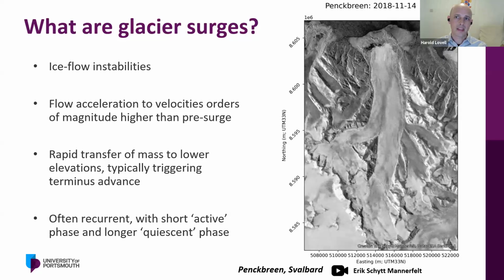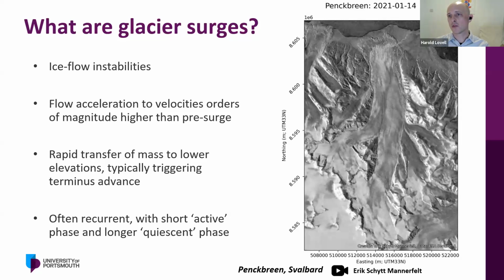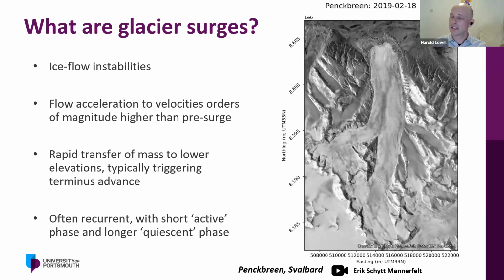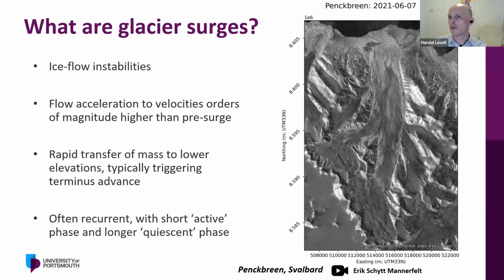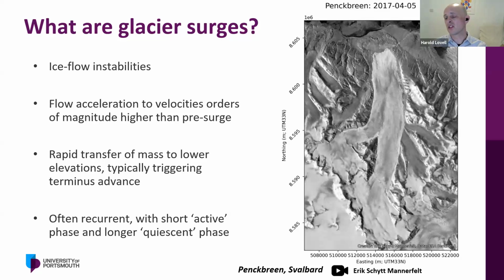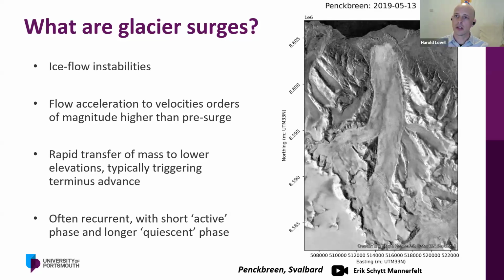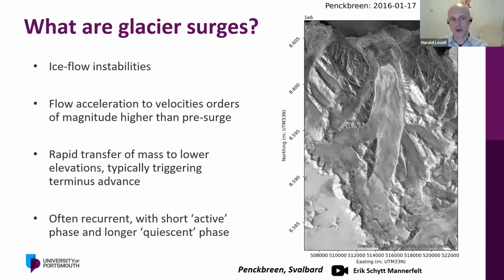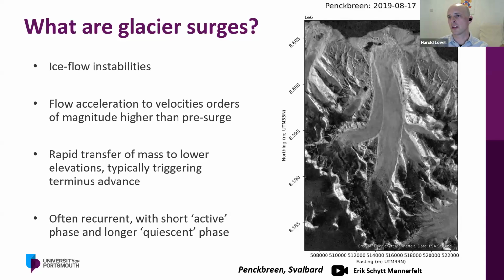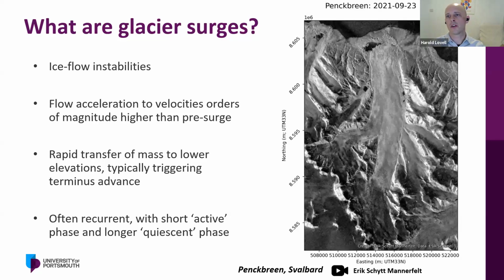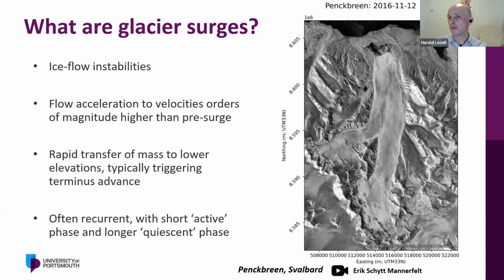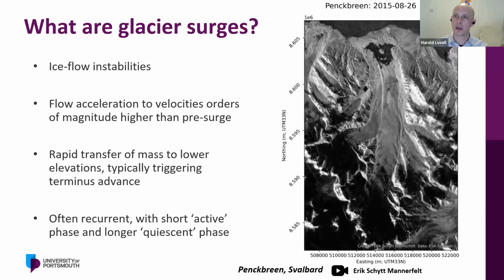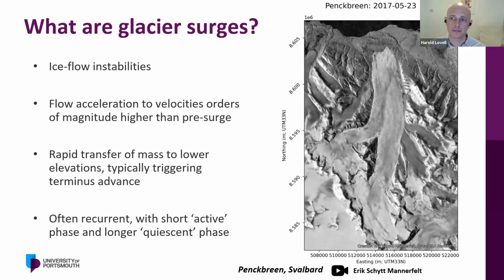into the proglacial lake. And another really interesting thing about surges is they're often recurrent. So surges occur in the same glaciers repeatedly, usually over multiple tens of years to potentially even longer. The shorter period of activity where they speed up and often advance, that's what we call the surge phase or the active phase. And then the longer period of quiet flow or almost stagnant ice flow, often terminus retreat, that's what we might call the quiescent phase.